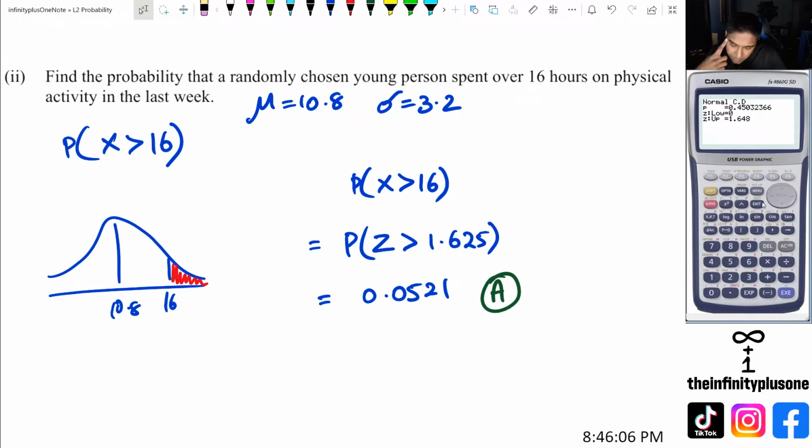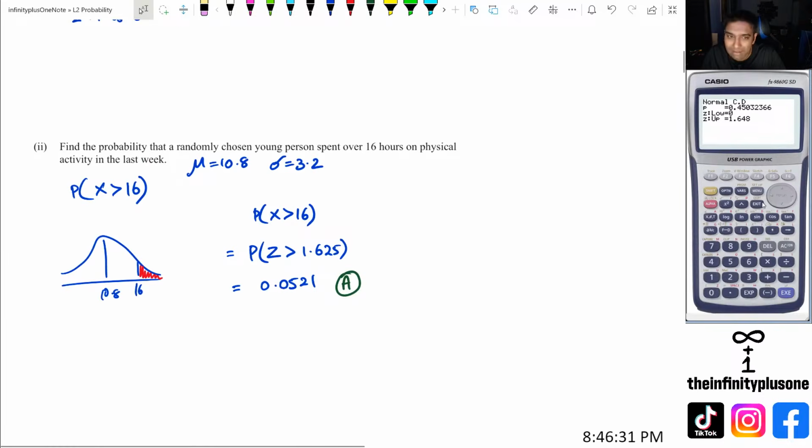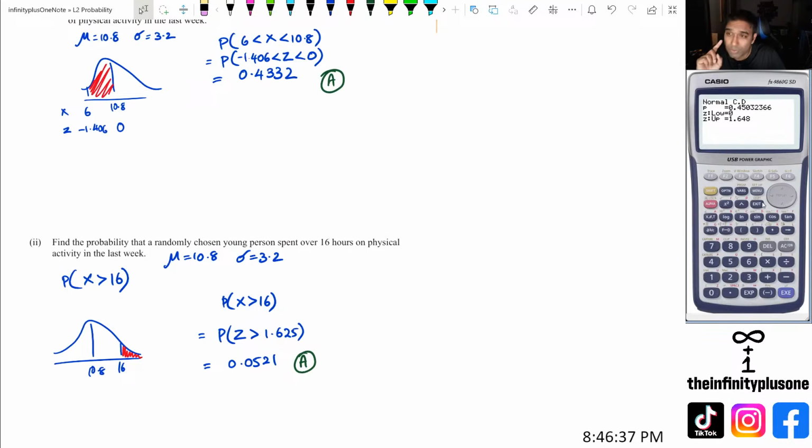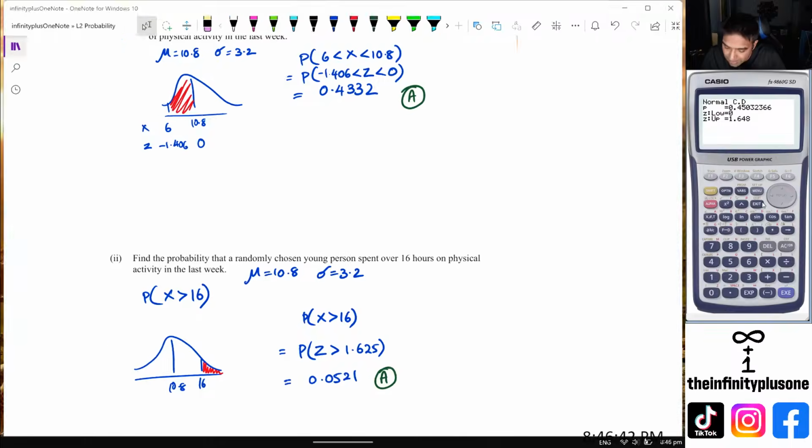Okay, let's go to the next one. The next one, they're basically asking what is it that they spend over 16 hours. Again, Elise, you actually asked, why do we do 0.5? In this case, you would look at 1.625 and then you go 0.5 minus whatever the probability for 1.625 is. And that's how you get 0.0521. You always get at least one or two achieved questions like this in probability for normal distribution. So tomorrow we will literally just focus on these achieved questions, and then on Sunday, we'll actually look at some merit questions.